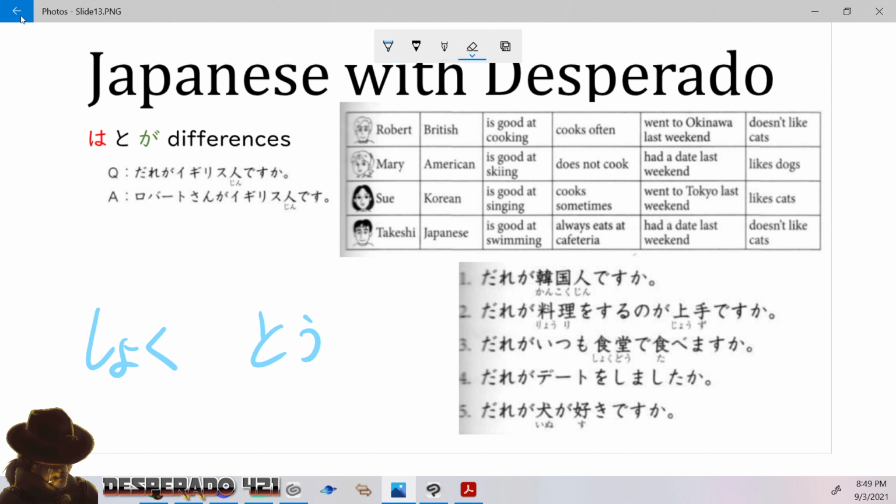Okay. And let's go to number 4 here. Number 4 is Dare ga deito o shimashita ka? I remember the answer. I just can't remember the particle to add both. Is it no? No, no is possessive. Mo means also. So would you use that in this one? Because I know it's Mary and Takashi. Well, with dates, you have to use and. Okay, I'll give you a hint. It is on this page, right inside this page in the location. It's actually being used right now on this page.